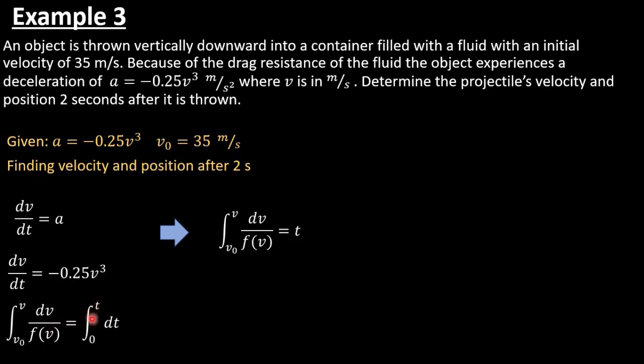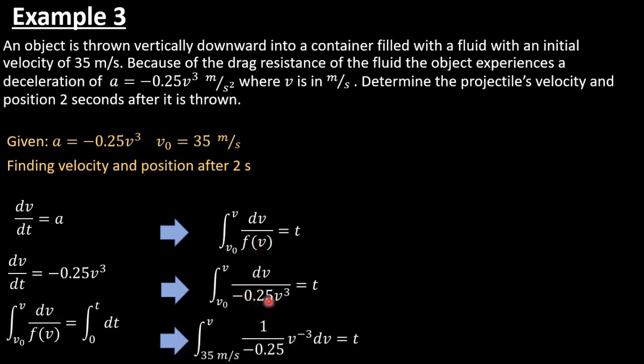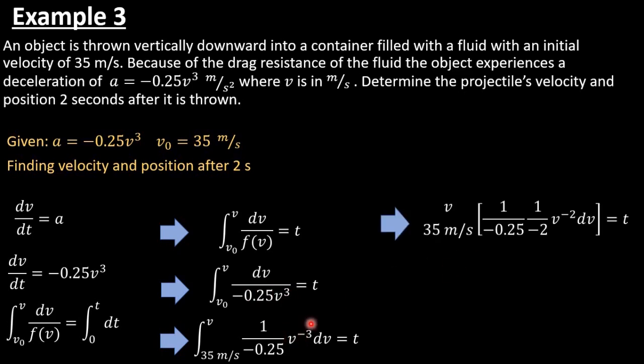Then what I'll do now is just evaluate this integral to get t, and then substitute my function into there, which was minus 0.25 v cubed. I can rewrite this as 1 over minus 0.25 times v to the minus 3. So I've just rewritten the v cubed as v to the minus 3. What I can then do is evaluate that integral. Remember, you increase the exponent by 1 and then divide by the new exponent. So if I increase that by 1, I get minus 2, and then I divide by minus 2.